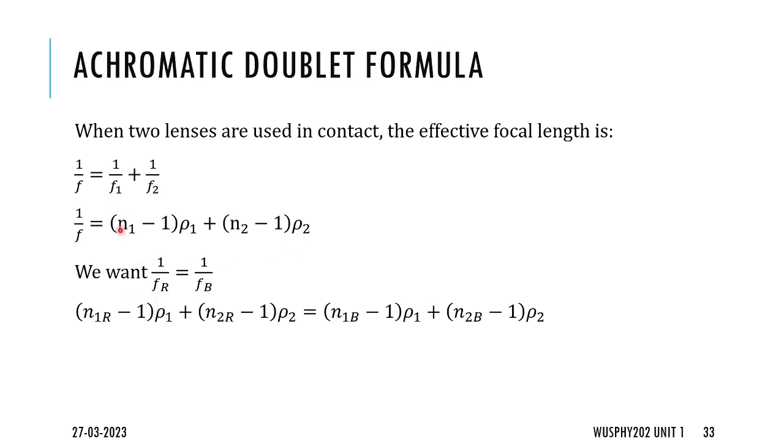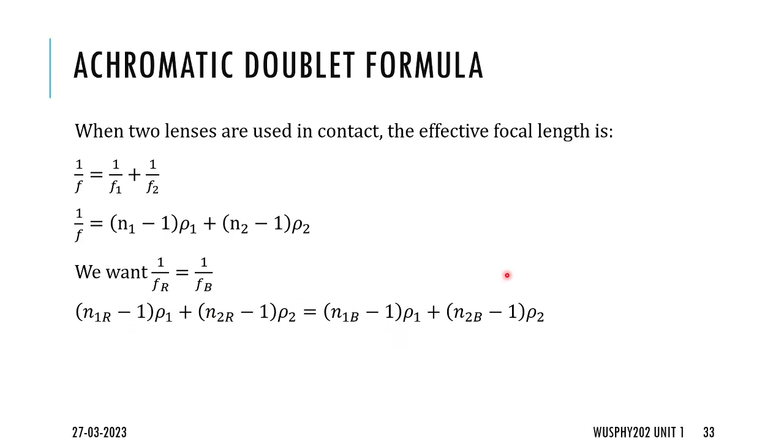So now let us apply this for red wavelength and for blue wavelength. The left hand side is for red wavelength: (n1r minus 1) into rho 1 plus (n2r minus 1) into rho 2. Here n1r is the refractive index of red for the first lens, and n2r is the refractive index of red for the second lens. The first lens and second lens will have different materials. We are using two different lenses with different materials. They are cemented together. The right hand side is (n1b minus 1) rho 1 plus (n2b minus 1) rho 2. And we want this equal to this.